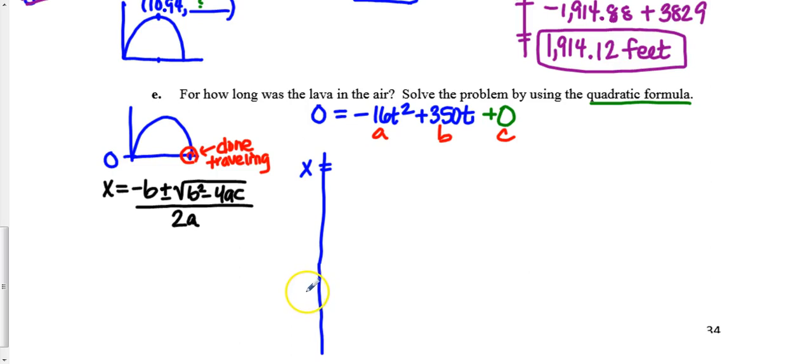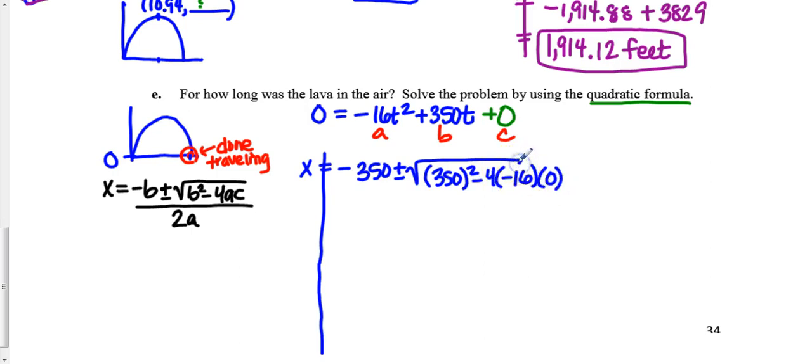Let's see if our work matches. So following the quadratic formula, b is 350, so it's going to be negative 350 plus or minus the square root of b squared, which is 350 squared, minus 4ac, all divided by 2 times a, which in this case is negative 16. That becomes negative 350 plus or minus.